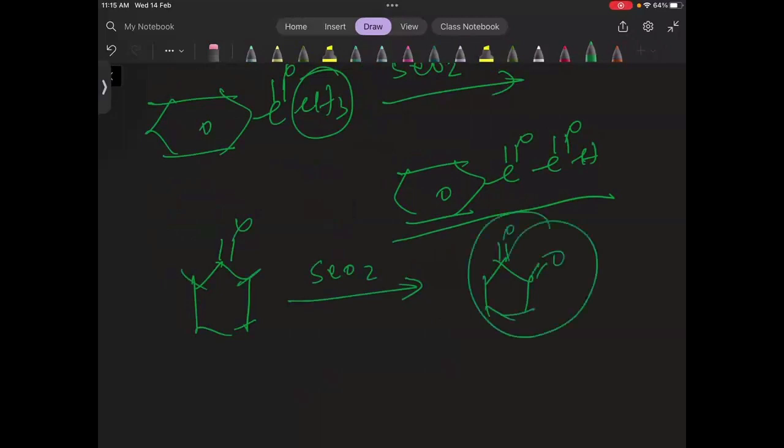Okay. So we have done two oxidations, students. One is with selenium dioxide, and the second is with KMnO4 or K2Cr2O7 or concentrated HNO3. So I hope you understood both the oxidation processes.